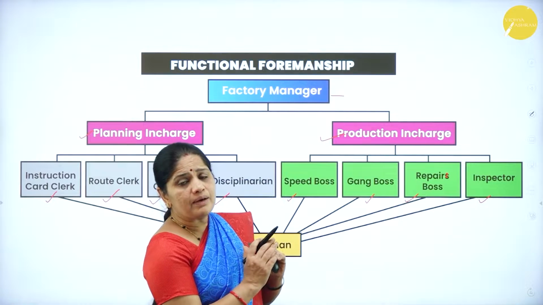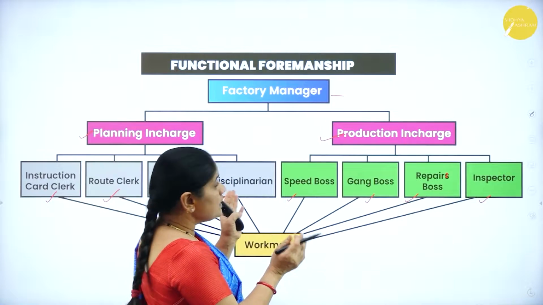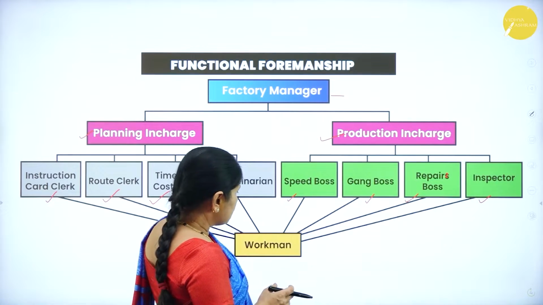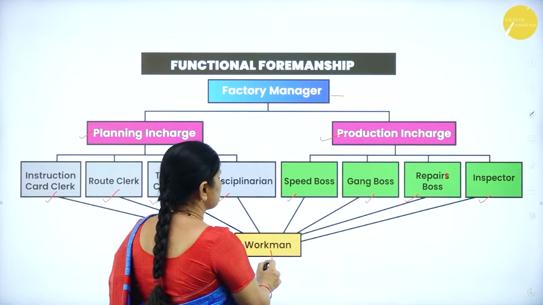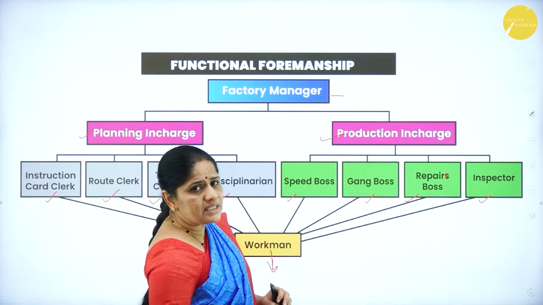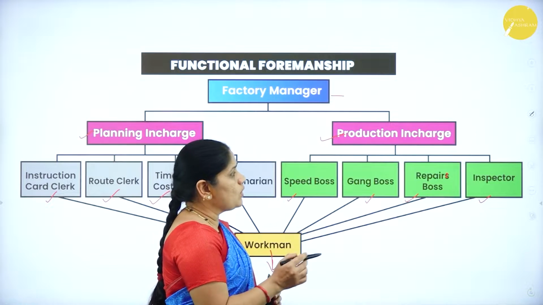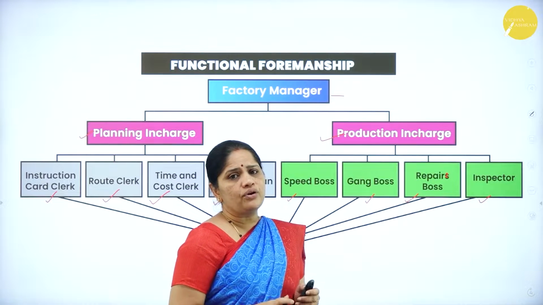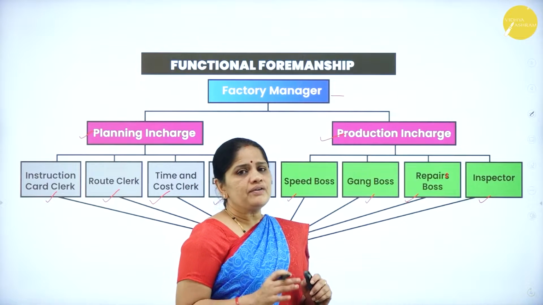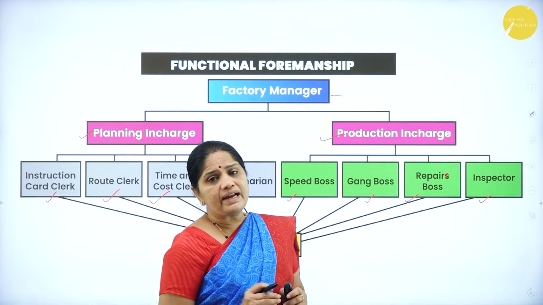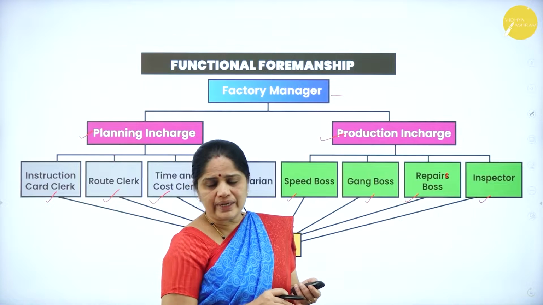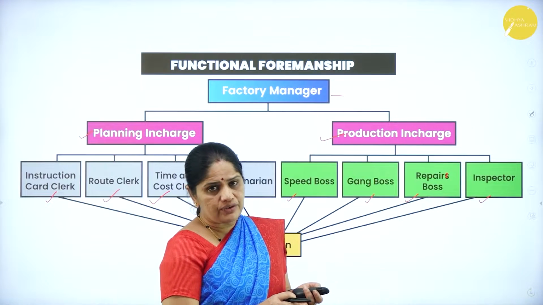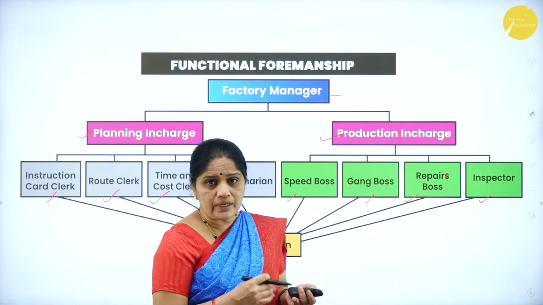So in this way, F.W. Taylor has bifurcated the job in the shop floor into planning and production, and so each worker will be receiving instructions from all these persons. Each employee will be receiving instructions from all these different heads. This is what we mean by functional foremanship. In functional foremanship, there is a separation of planning and doing. Under planning we have 4 persons, and under production we have 4 persons who are in charge of the production.